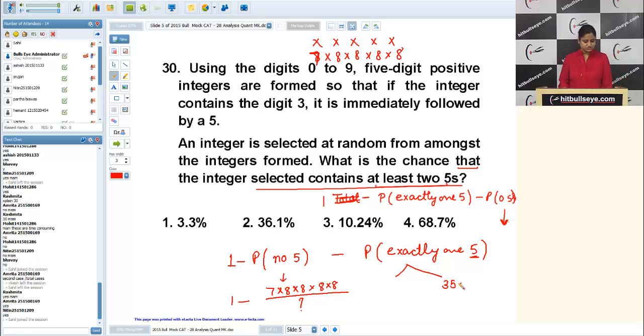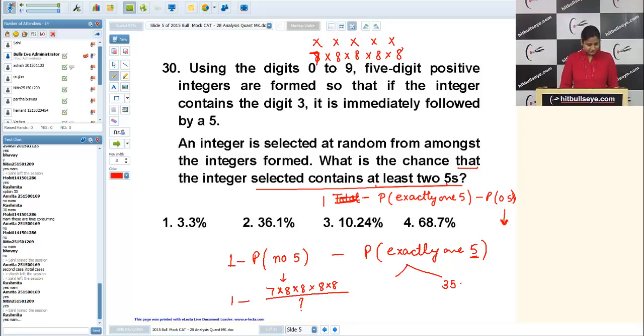Is it okay, Rashmita? Should I move further? Amrita, that was your problem. Rashmita as well. Clear? You got the idea? Yes. Okay, let us move.